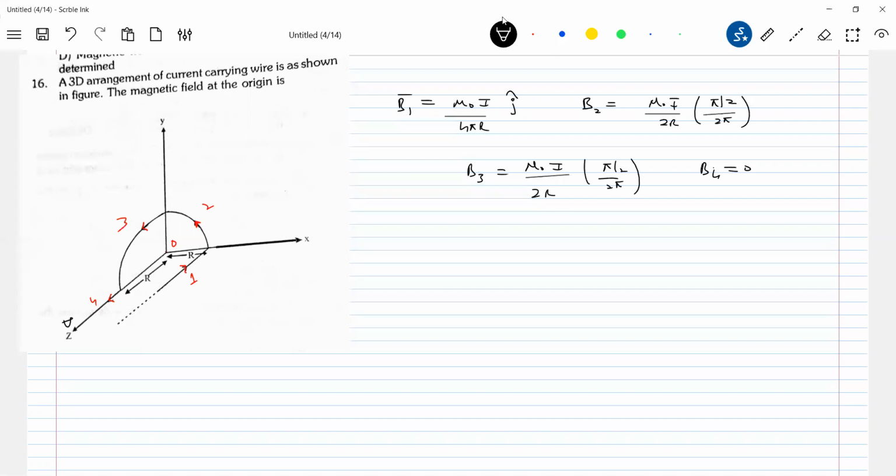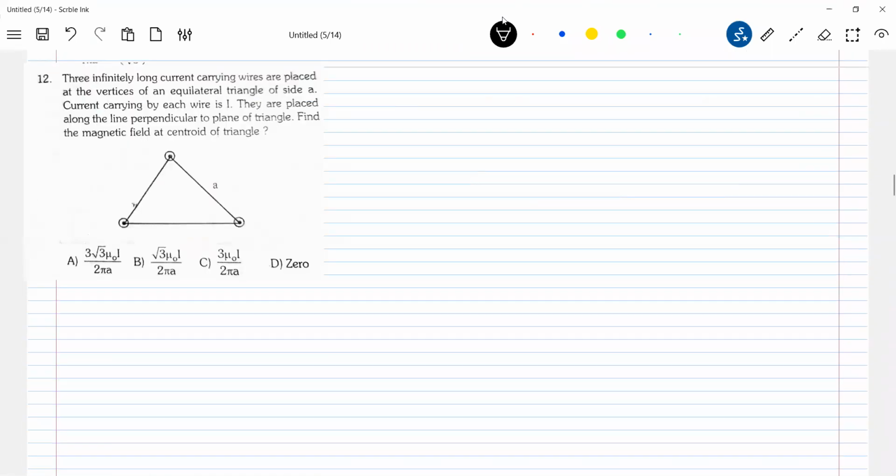And these are very popular, can be asked in advance also. You check it, almost 13 years from 2010 onwards, plenty of times asked for various combinations of structures by Biot-Savart law. Next, the 12th one.